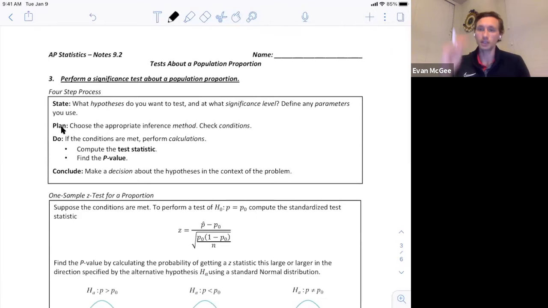In the plan, we have to check the conditions. And we also need to state our method of inference. So for instance, we've learned how to do a t interval, a z interval, and now we know how to do a one sample z test for a proportion. In the do section, we're going to perform the actual calculations. So we'll compute the test statistic, and then we'll find the p-value, in that order. And then finally, we'll make a decision, which means we will reject or fail to reject the null.